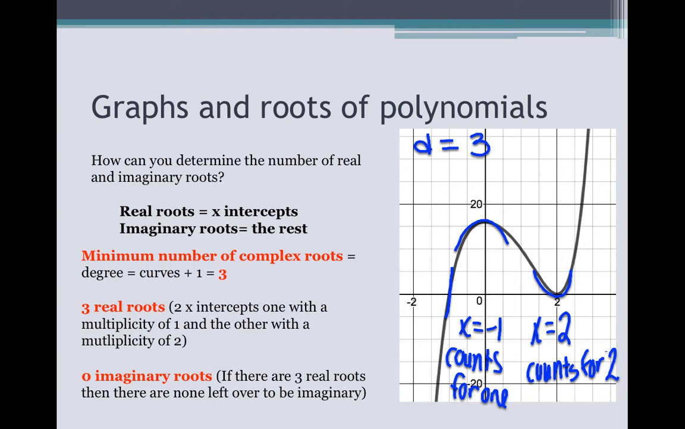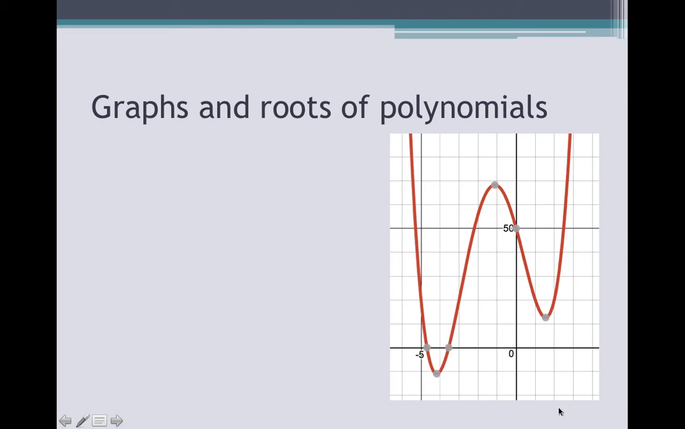Okay, let's look at another example. Here. So I know that the degree of the function is curves plus 1. So we have 1, 2, 3 curves plus 1. That's 4. So the minimum degree is 4. Now I look here and I see, okay, I have an x-intercept here and an x-intercept here. I'm not quite sure where those are. This is like negative 4 point something, and this is like negative 3 point something. But those two roots only count for 1 each.